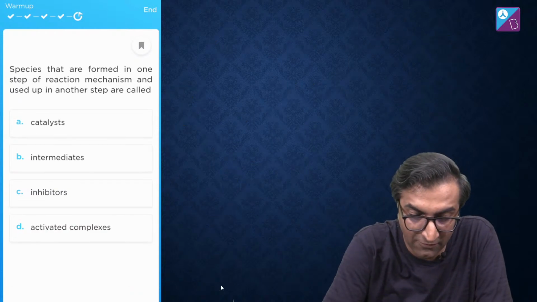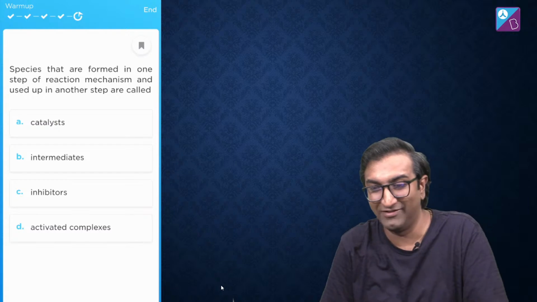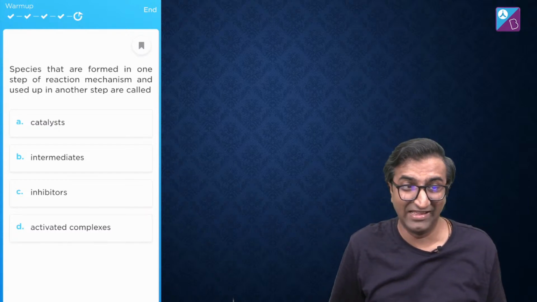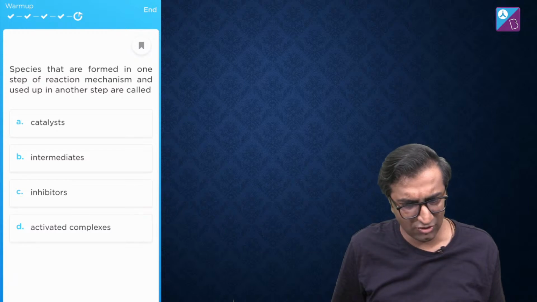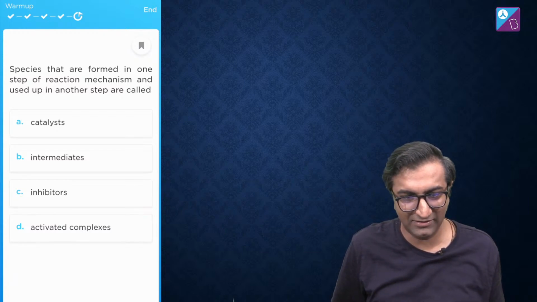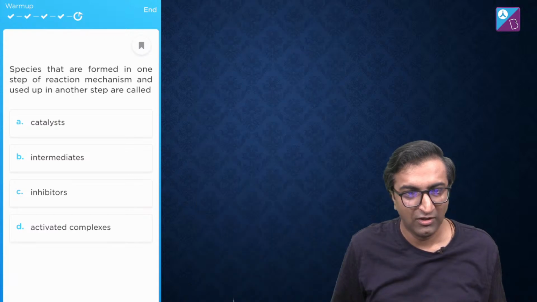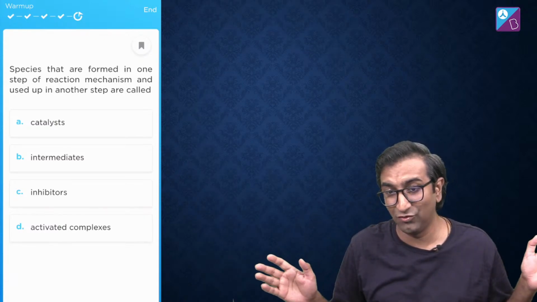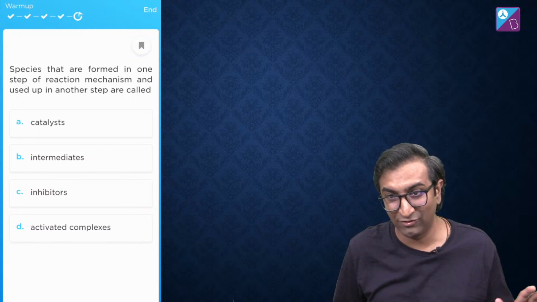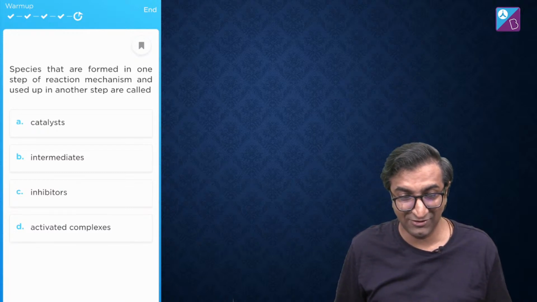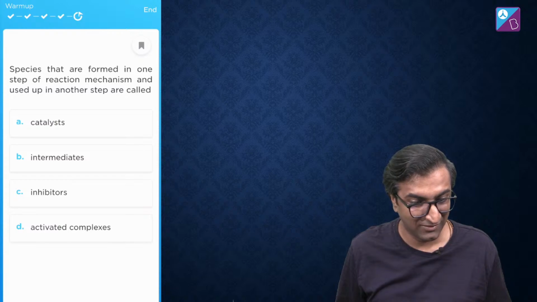Species that are formed in one step of a reaction mechanism and used up in another step are called what? Arey, I like these questions. This is testing the basics तो काफी टेस्ट कर रहे हैं. These are not difficult questions, but these are questions जिसमें अगर ठीक से पढ़ा है तभी आंसर कर पाओगे. डिटेल में पढ़ा है तो. अगर वन शॉट देखा है ना तो ये सब नहीं कर पाओगे. अगर कर सकते हो बहुत अच्छी बात है. I am glad for you, happy for you. I am not throwing shade on anybody or anything, but these are interesting questions. These are fun questions.